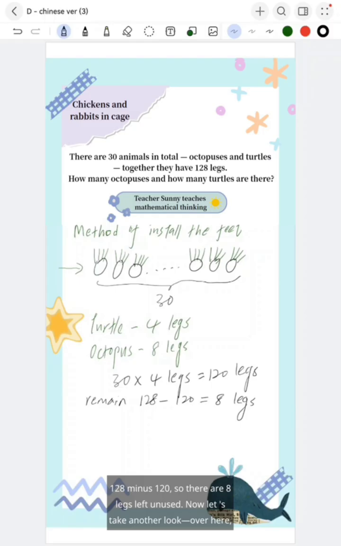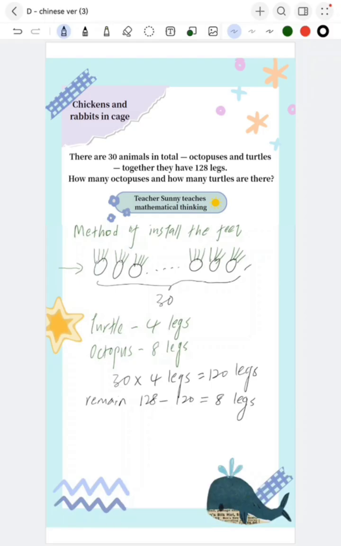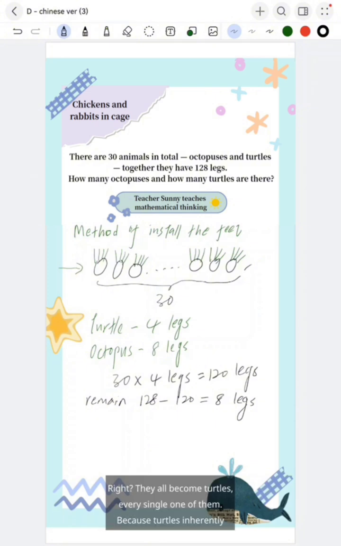Now let's take another quick look, over here, for each individual animal. After giving each one 4 legs, all of them become turtles. Right? They all become turtles, every single one of them. Because turtles have 4 legs, and we didn't find any octopuses at all, what does that mean? It means that these 8 additional legs are meant to be added on to transform one of these creatures into an octopus. So, if we attach these 8 extra legs, then as long as just one single animal is fitted with these legs, it can become a fully fledged octopus. Consequently, these 8 legs can only be installed onto a maximum of 2 animals.